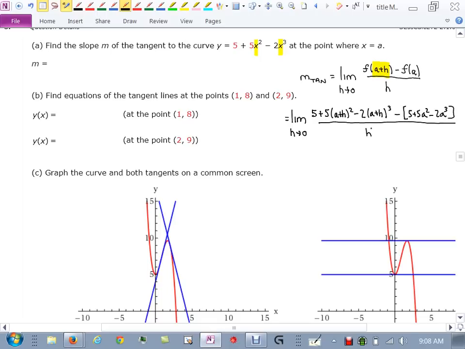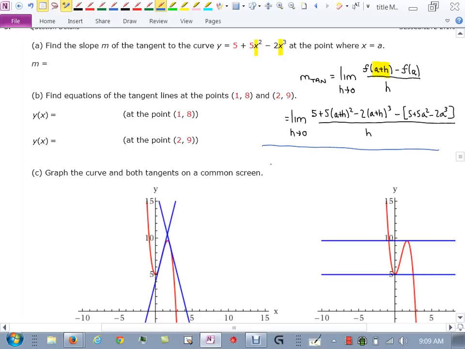Now, when I look at this, I realize that I'm going to have to square a plus h, and then distribute through with a 5, and then cube a plus h, and then distribute through with a negative 2. Just to show you the contrast, let's look at the other definition. Let's see if that one looks any better for us to use.